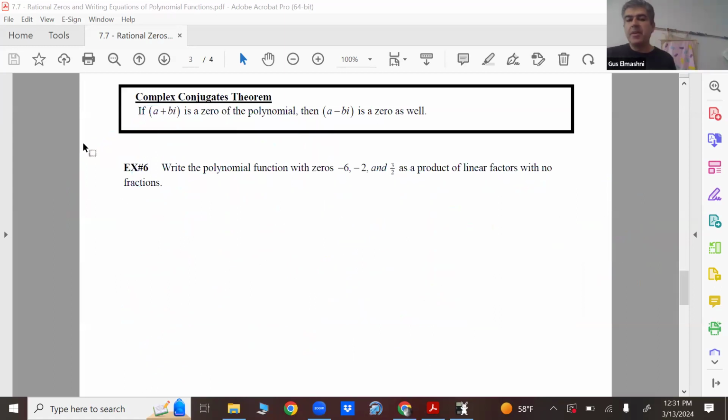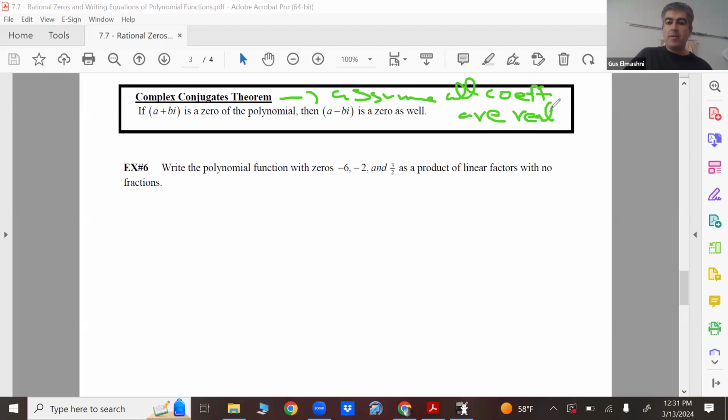Complex conjugates theorem. What this states is that if you have a complex number as a zero, and you have to assume all coefficients are real, then the conjugate, the opposite, is also a zero. So for example, if I have 1 plus 2i, then 1 minus 2i is also an x-intercept.